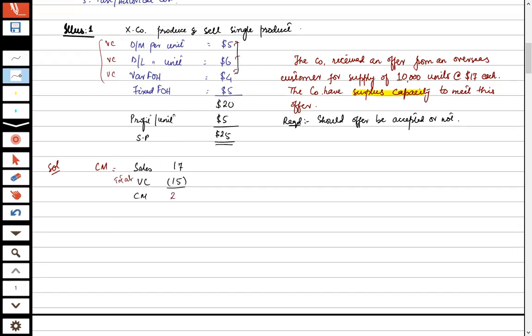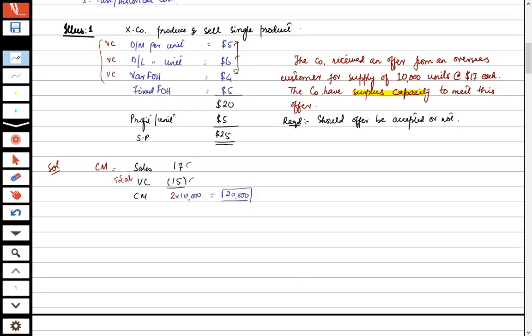And at this CM, because we have surplus capacity, fixed overhead will be no issue. By manufacturing 10,000 units and selling at $17, we will incur $15 of variable cost, and we will get $2 per unit of CM. The total CM would be 2 into 10,000, which is $20,000, the extra CM for the organization, given the fixed overhead is the same.